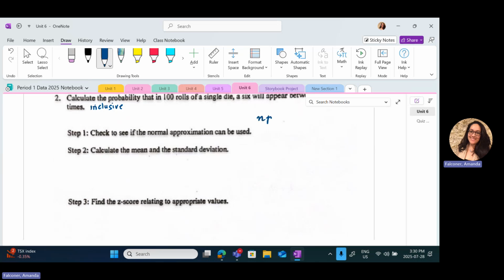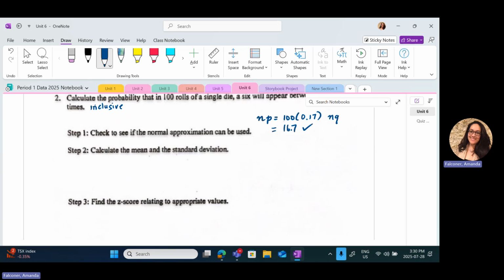So my first step is to go n times p, which is 100 rolls times the likelihood of rolling a 6, which is 1 out of 6. So it's 0.17, repeating. I'll just keep all the numbers. And that's 16.7, that's going to keep going. And so that's good enough to go.